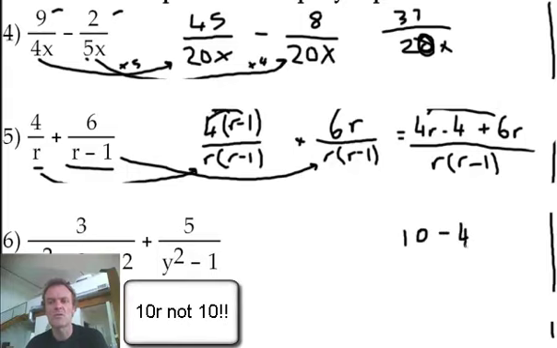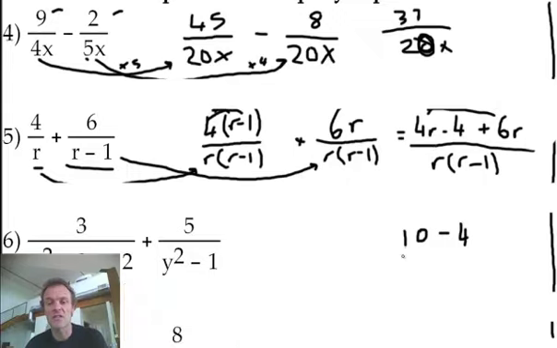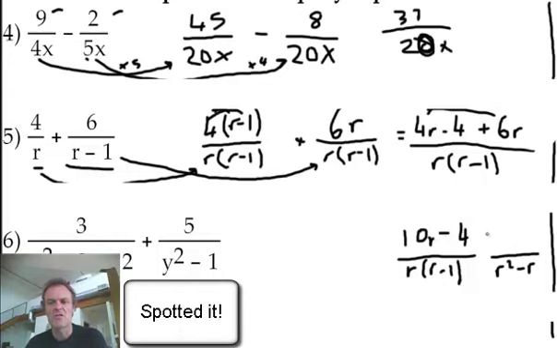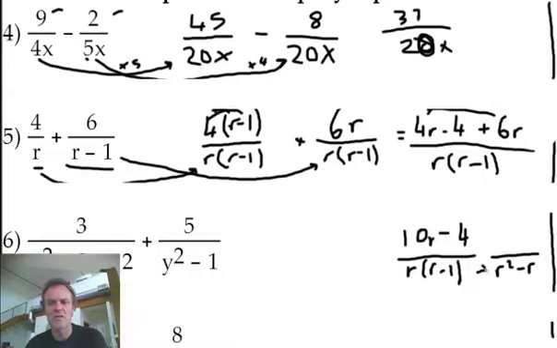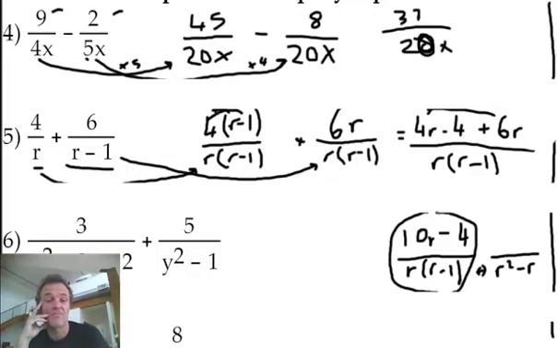minus 4, because I just combined the 4r and the 6r, and I still have the r with an r minus 1 on the bottom. And whether you write that as r squared minus r, I don't think really, wait a minute, that should be 10r, shouldn't it? Doesn't really matter. Okay, so either one of those, it doesn't matter. Alright, so that's the answer there, 10r minus 4 over r with an r minus 1. Or you could write it as r squared minus r if you wanted to do the distributive law, but you don't have to. Okay, that's it.